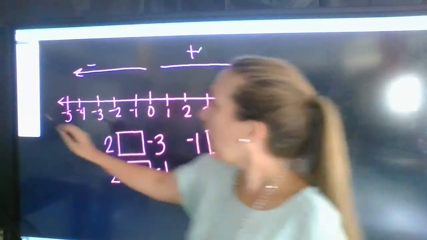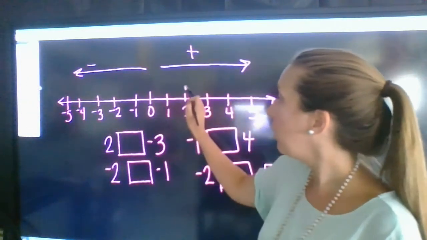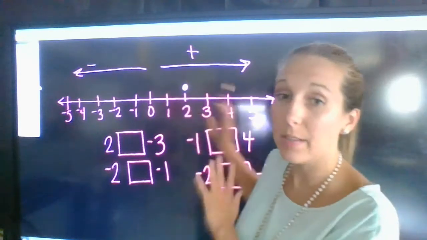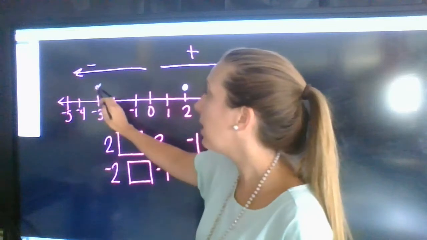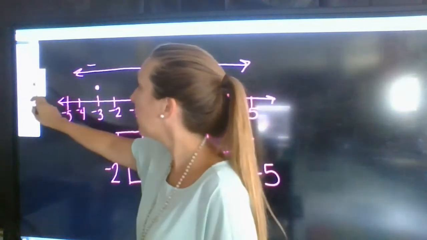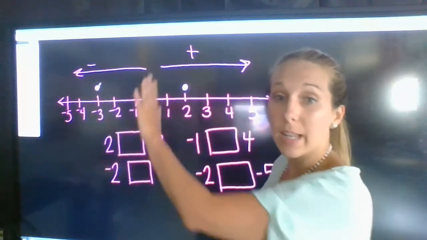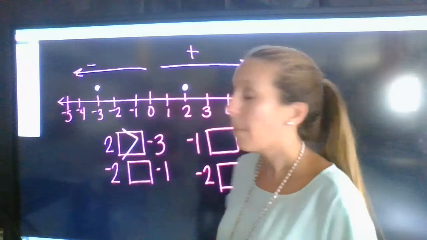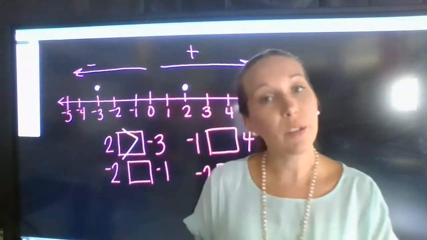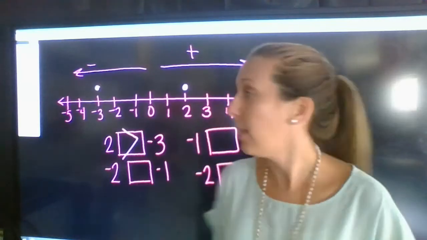So let's take a look at our 2 here. If we have a 2 and we are on the positive side, so we have 2, then we have -3. -3 is on the negative side. We're on the negative side. So -3 is to the left of 2, so 2 is greater than -3. We could also reverse that and say that -3 is less than 2, and that would also be the same thing.